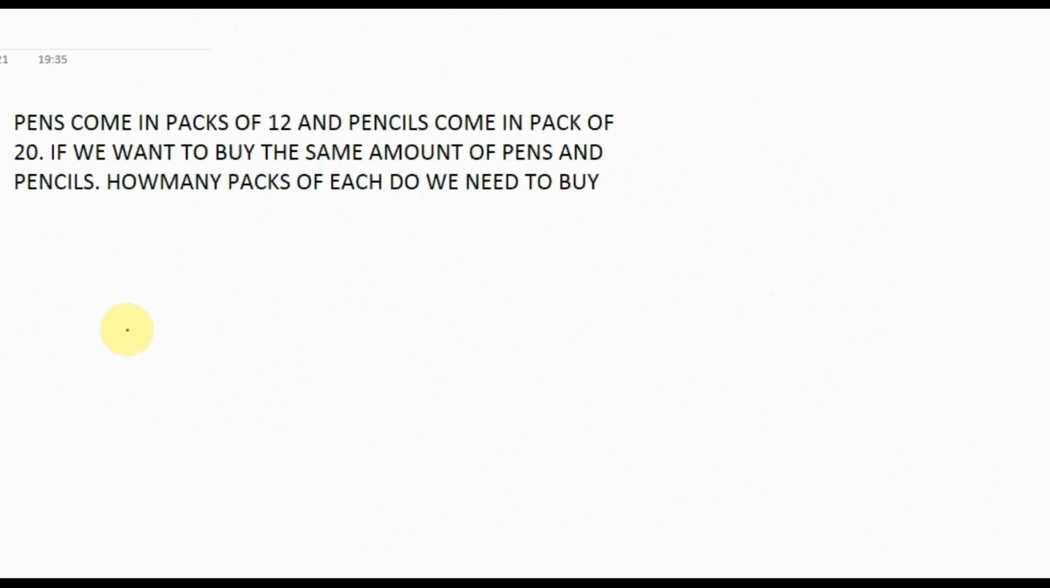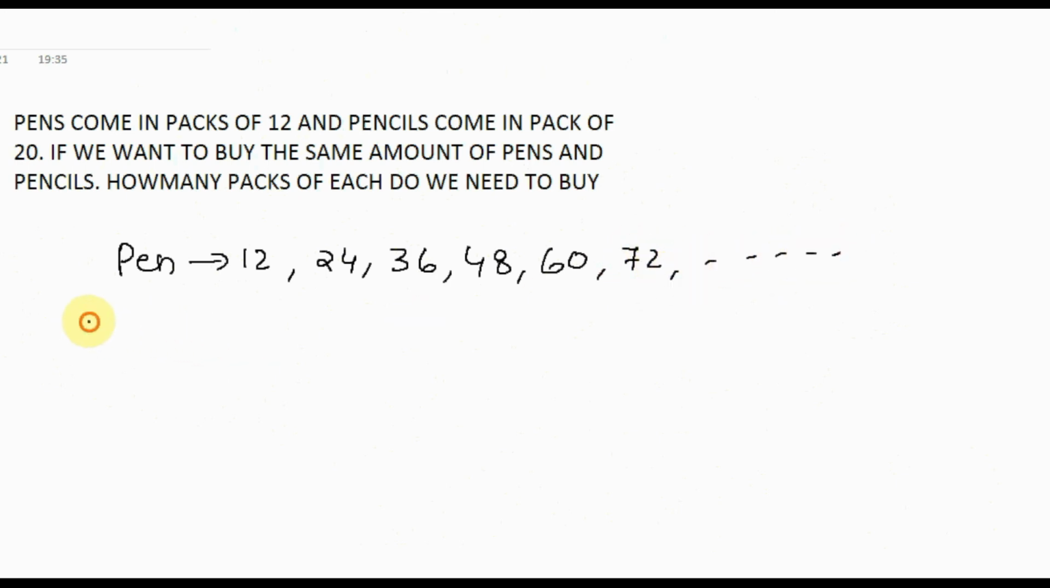So we can write for pens: 1 pack containing 12, 2 packs containing 24, next 36, next 48, next 60, next 72, and so on. Again pencils: 1 packet containing 20, 2 packets contain 40, 3 packets contain 60. So here the common amount is 60 and here 60.